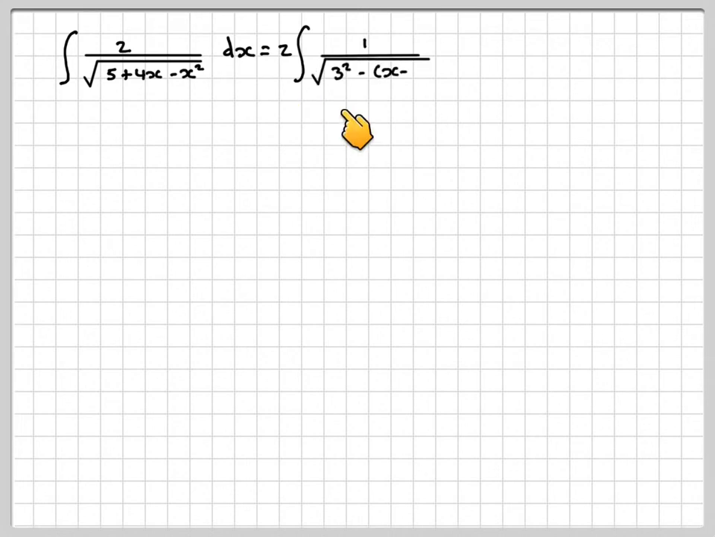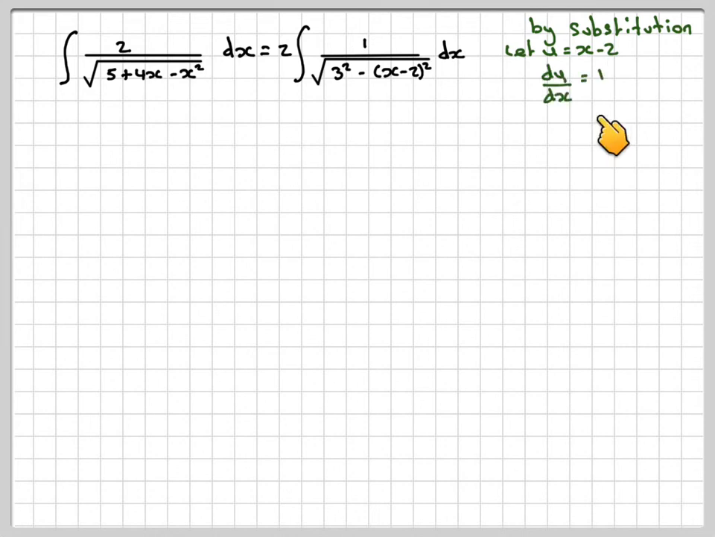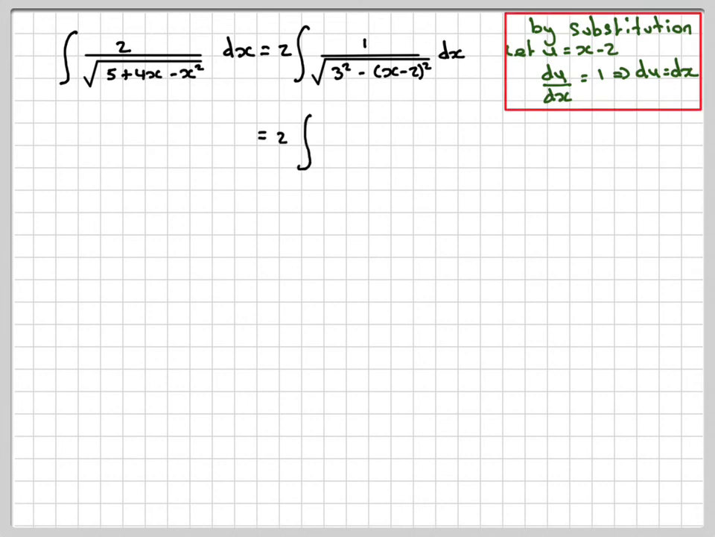So my integral will become, I'm going to take the 2 out, and I'm going to write it as 1 over 3 squared minus x minus 2 all squared. And then by substitution, again, I'm going to let u be equal to x minus 2. du by dx is 1, which means that du is equal to dx. So that will give me 2 times the integral of 1 over the square root of 9, which is 3 squared, minus u squared du.